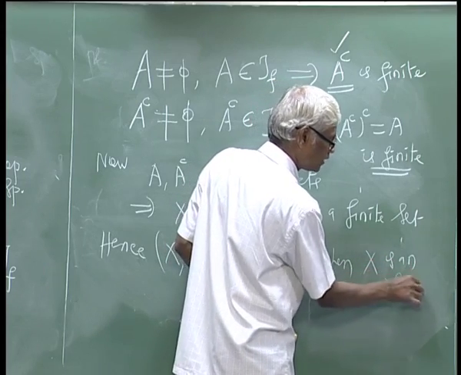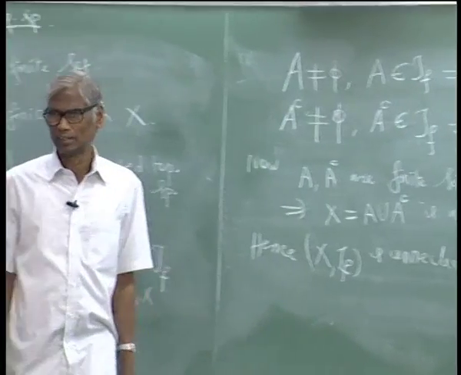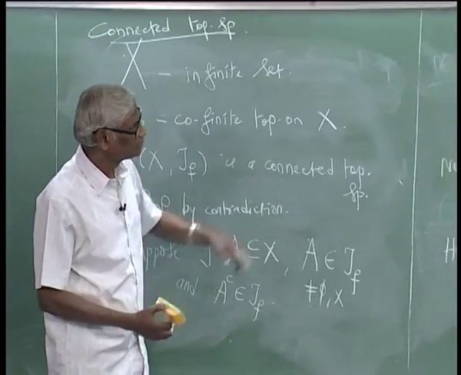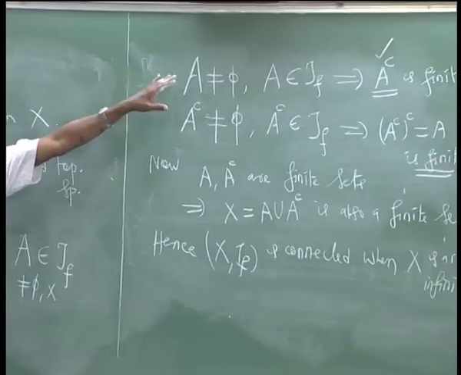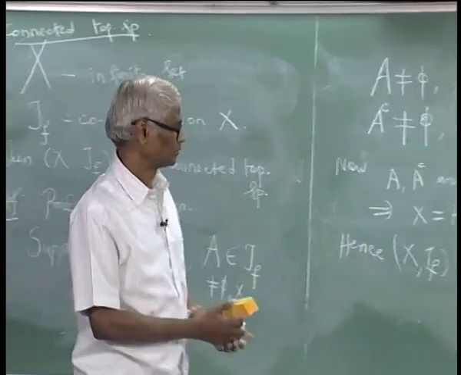In fact, what will happen if it is a finite set? Then the topology is discrete. So, in that case it will be disconnected, provided it contains at least 2 elements.